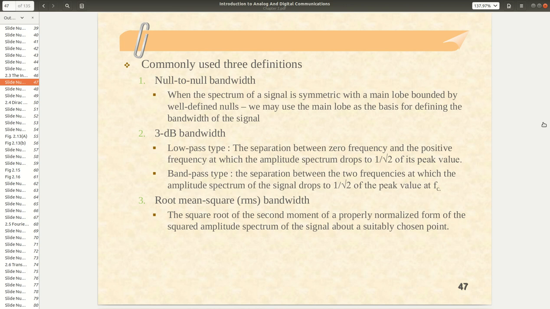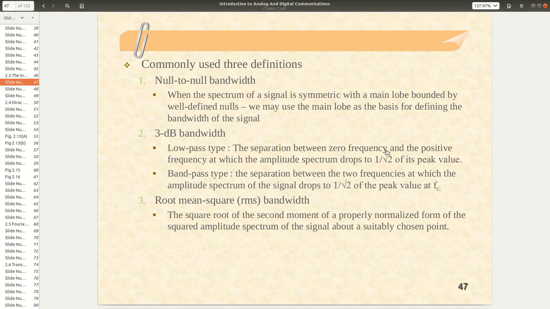In reality the spectrum is not ideal; for example, take a sine wave spectrum like this. We speak about the main lobe, meaning that from here to here is our bandwidth, and the others we discard. The second is the 3 dB bandwidth, which is the separation between the zero frequency and the positive frequency.